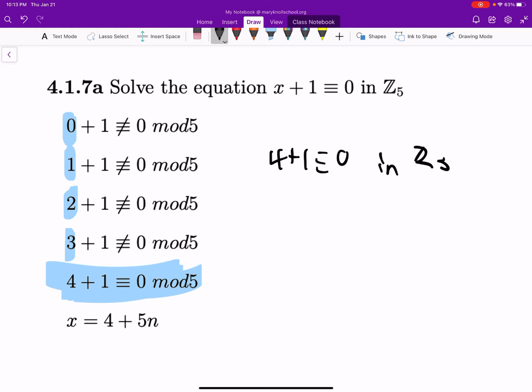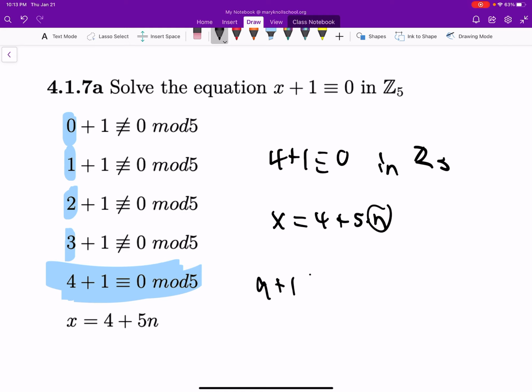But then you could also say, well, what actually is x? Like, what is it equal to? Well, then you would say x is equal to 4 plus 5 times n. So you could use 9. 9 would work, let's say if n was 1. So we can try that.